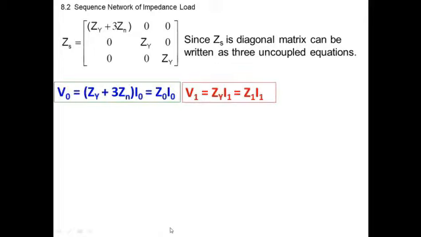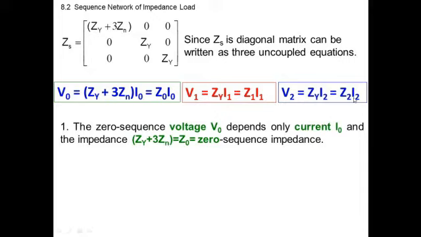So we can write that the zero sequence voltage is nothing but the product of zero sequence current into ZY plus 3ZN, or we can simply write that the zero sequence voltage is the product of zero sequence impedance and zero sequence current. Similarly, the positive sequence voltage is the product of positive sequence impedance and the positive sequence current, and the negative sequence voltage is the product of the negative sequence impedance and the negative sequence current.